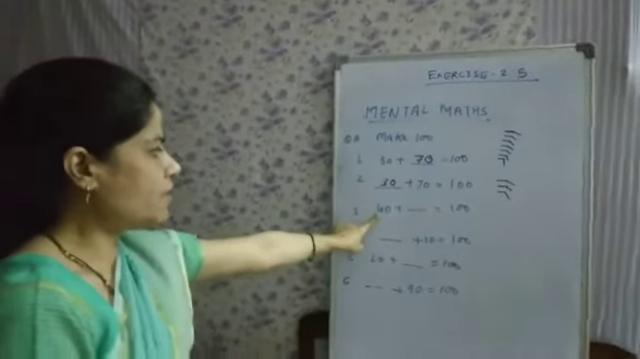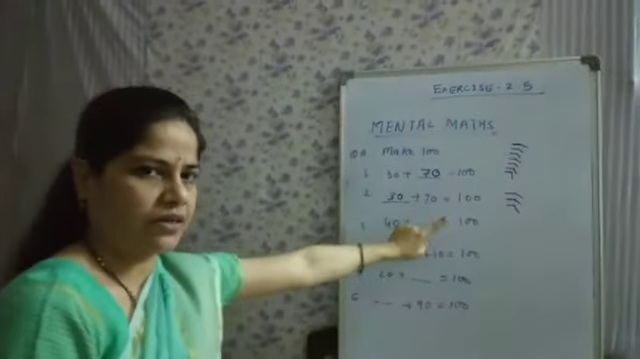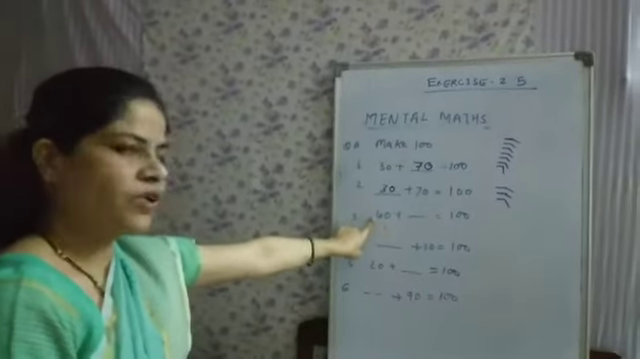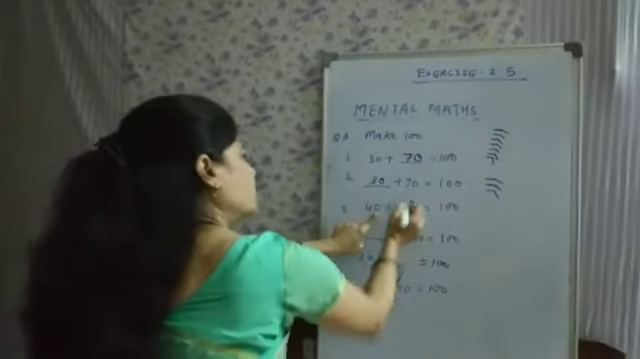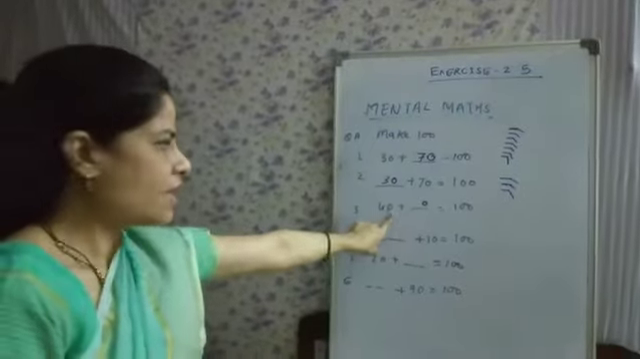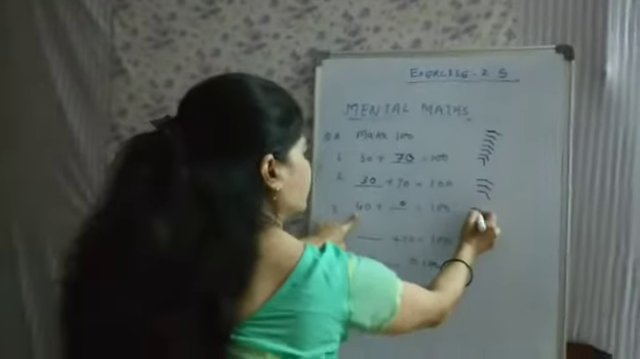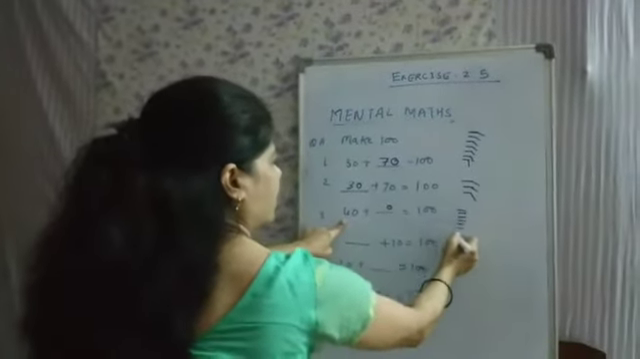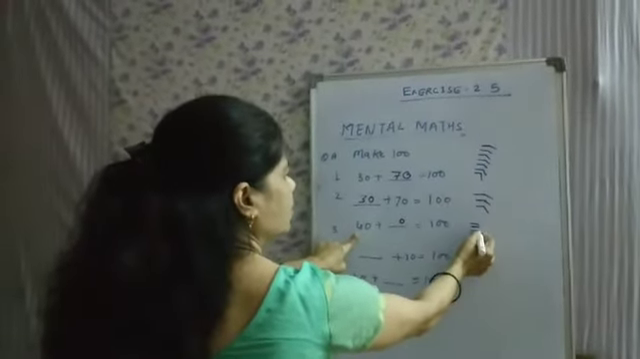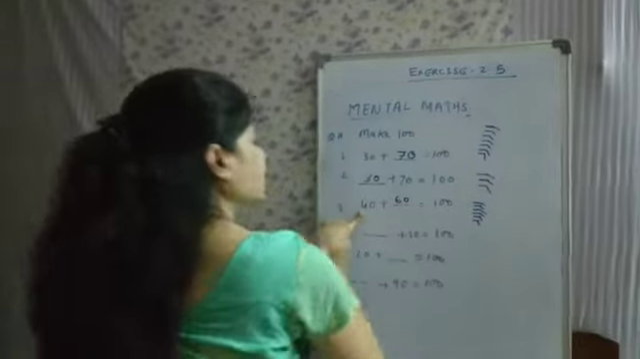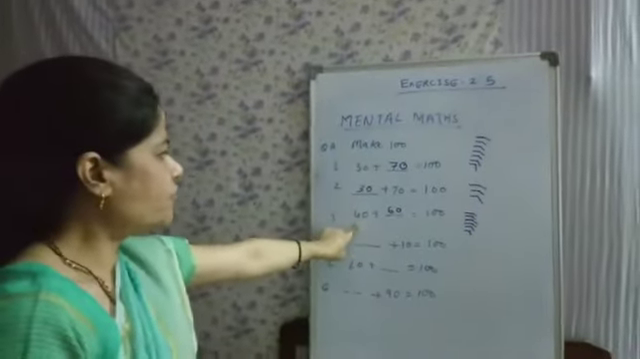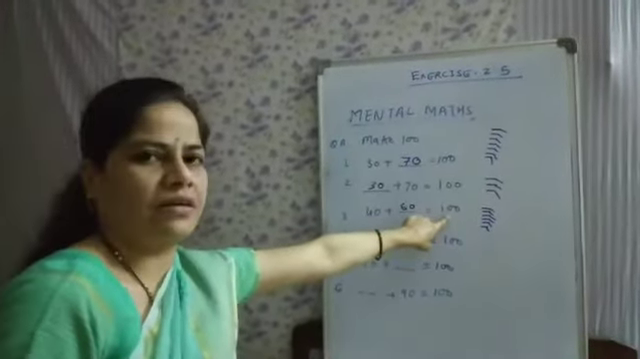Next is 40 plus dash equals to 100. How many 0 in 40? Only one 0. So first you have to write 0, and then after 4 you have to count up to 10. 5, 6, 7, 8, 9, 10. How many lines here? 1, 2, 3, 4, 5, 6. So write 6 after 0. So when you add 40 and 60, you will get 100.